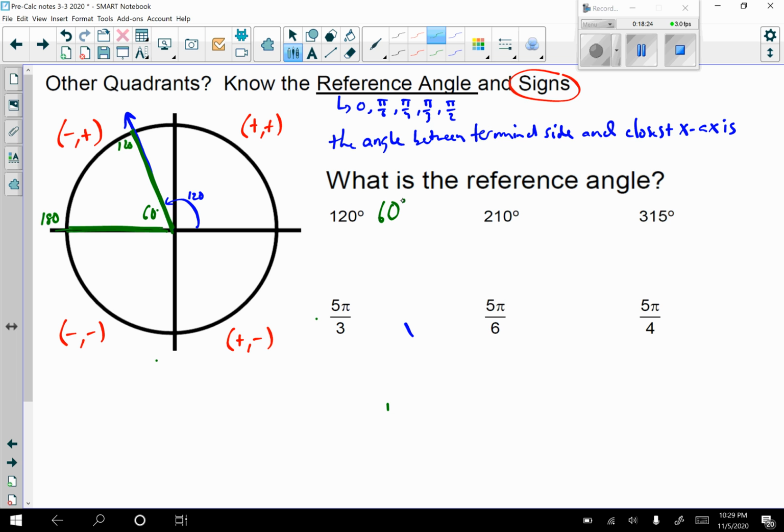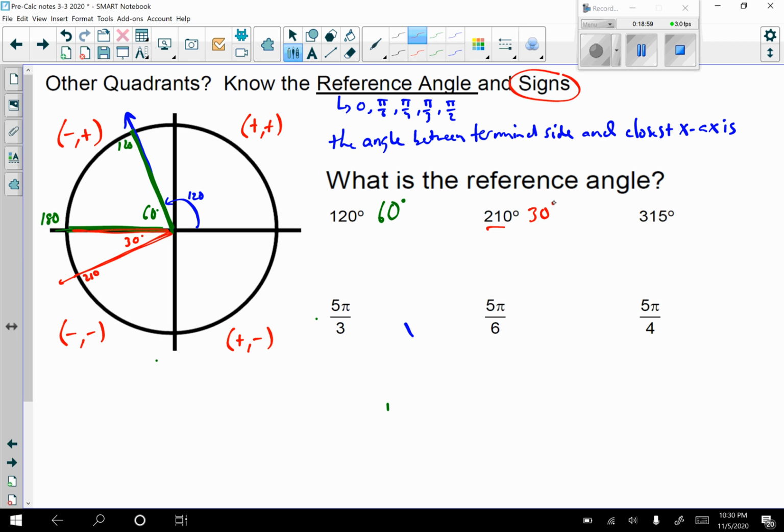So it always goes to the x-axis that's closest to it, okay? Or the part of the x-axis that is defining the quadrant that we're in, but it's always with the x-axis, okay? So 210, let's look at that one. 210 goes all the way around to the third quadrant. It's bigger than 180. Well, let's see, there's 210. Here's 180, so what is the angle between there for the reference angle? That angle is 210 minus 180, which is 30 degrees. So that's a 30-degree reference angle.